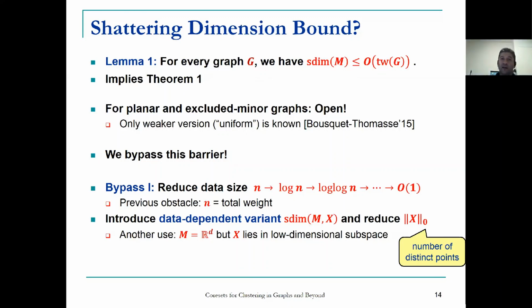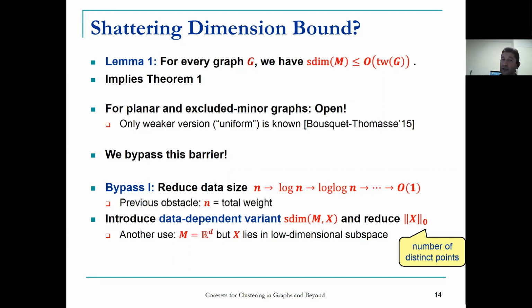Now, what happens for planar and excluded minor graphs? So basically, this is open. We wanted to prove this. We don't know how to prove this. So we had to go around this barrier. Now, I should mention that something close to it is known, but it's a bit too weak. This is sort of a uniform version of this shattering dimension. So then it's bounded, but it's not enough for our purposes. That's why I mentioned before the weighted shattering dimension. There are two notions, sometimes using the same name, but they're not the same.